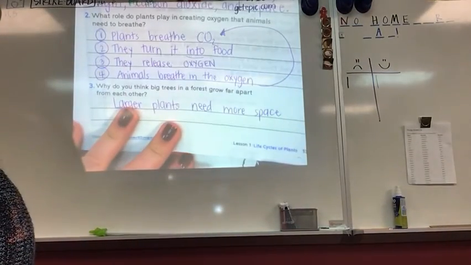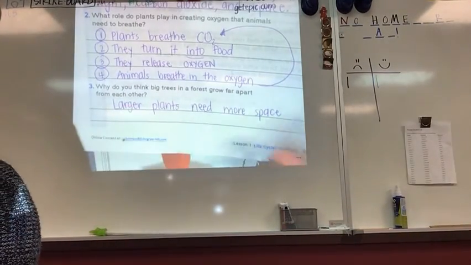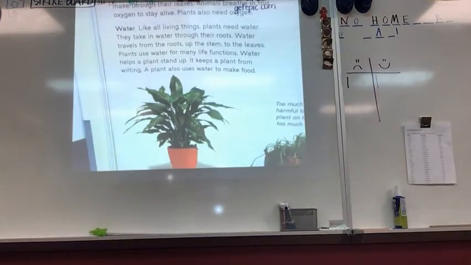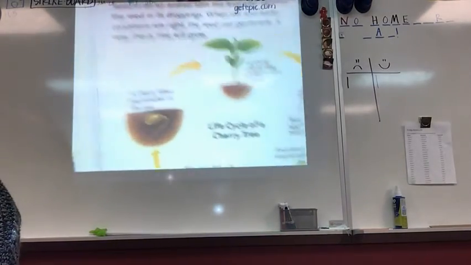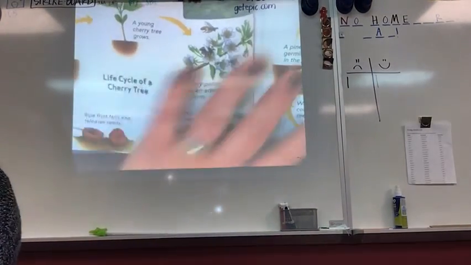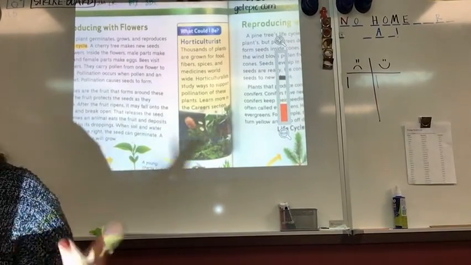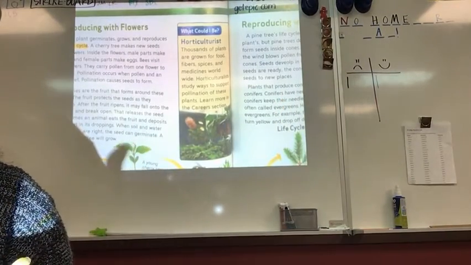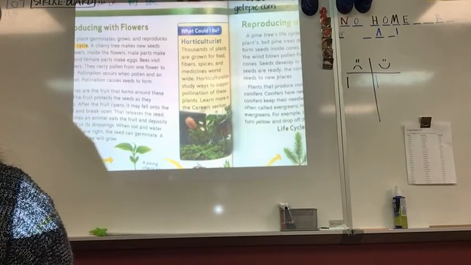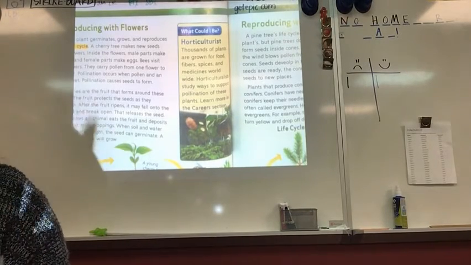Okay, so you finished this page. We have a little bit more reading, okay? I would like you to read now page 56 and 57. This is going to be talking about flowers and cones, because we talked about how plants and animals work together for kind of these life cycles. We want to know a little bit more about the life cycle just of plants.